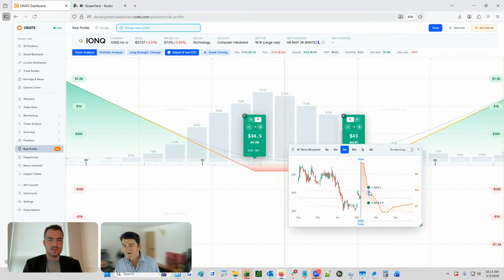But so our theory is that the IV is going to go down a little bit by expiration. No. Or go up. You're still thinking about a short strangle. This is a long strangle. So we want implied volatility to go up. But what we're seeing here is the short term is very high, but the medium term is lower.